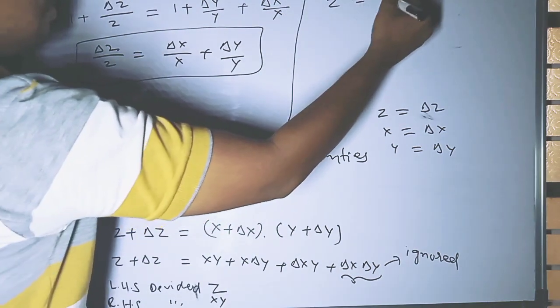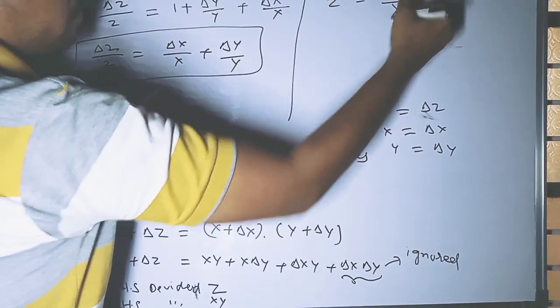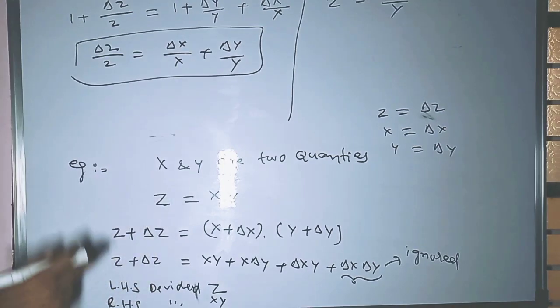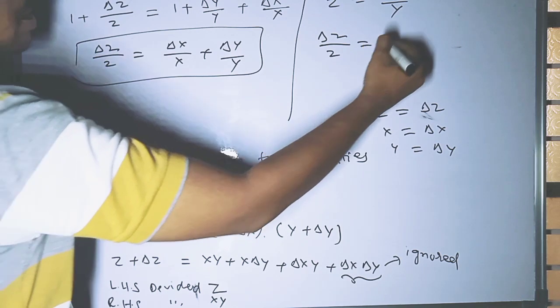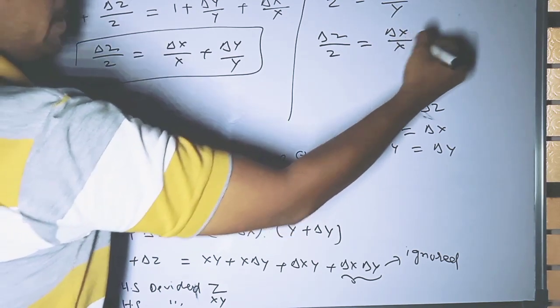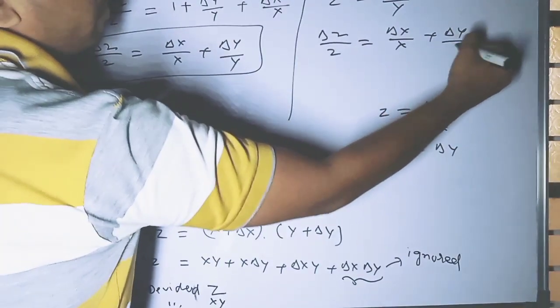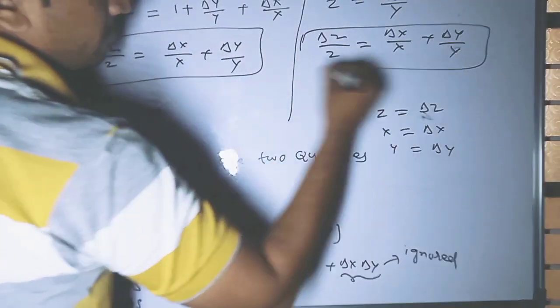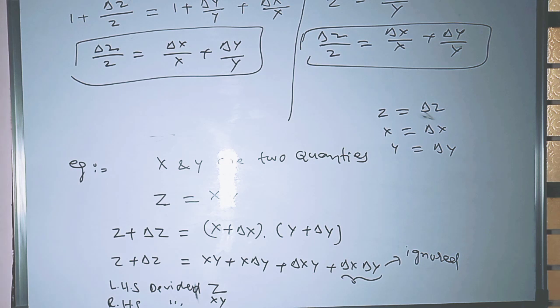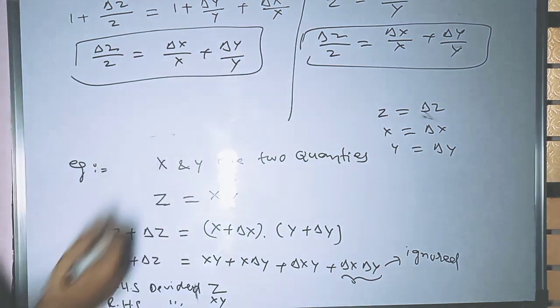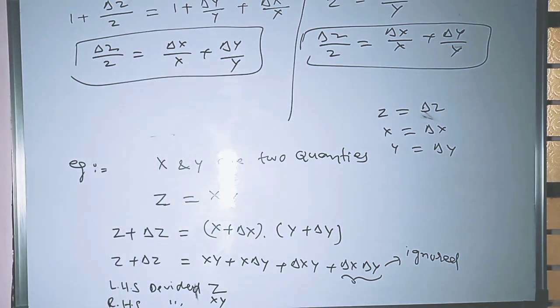Z is equal to x by y. We take x by y. So here also we follow the same rule, that is delta z by z is equal to delta x by x plus delta y by y. We follow the same rule here also. Okay, that is the second rule.